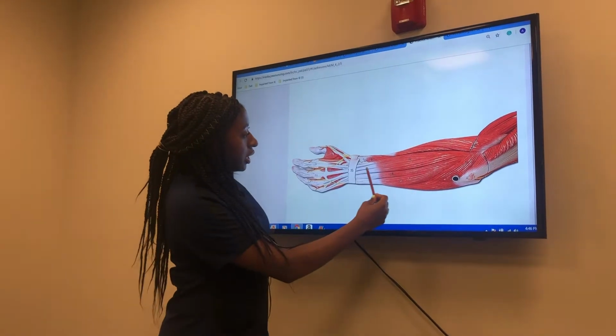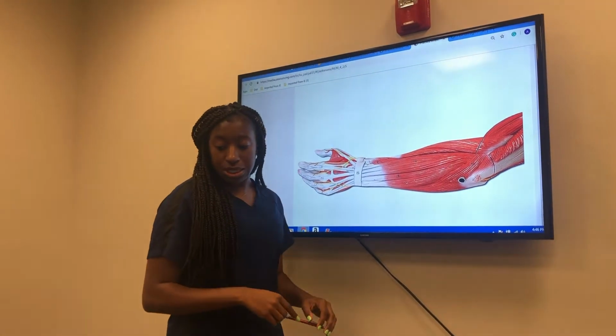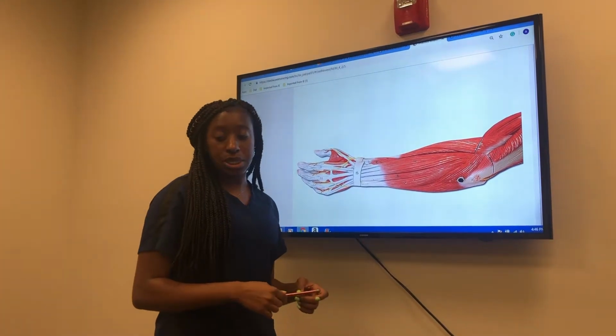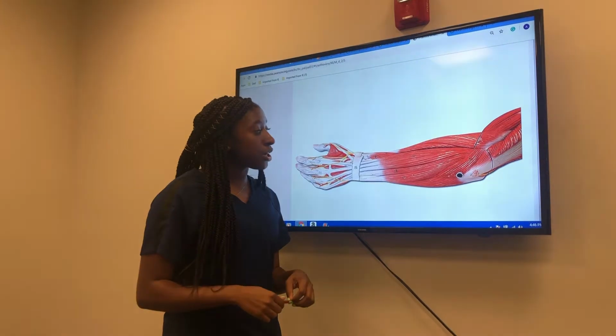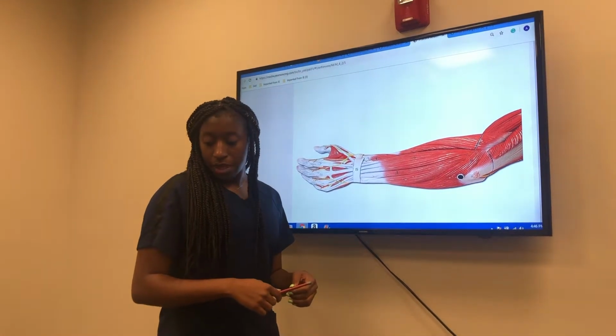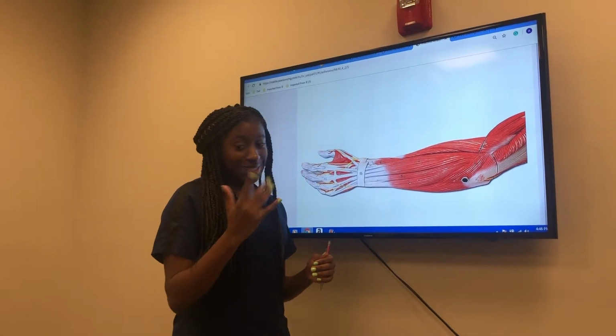This muscle here is called the extensor digitorum. The origin is the lateral epicondyle of the humerus. The insertion is by 4 tendons into the extensor expansion. The action is the prime mover in finger extension, so going like this.